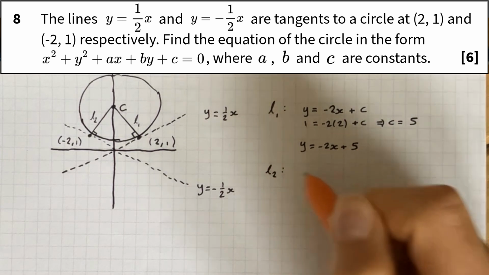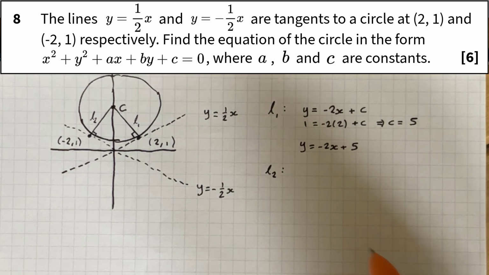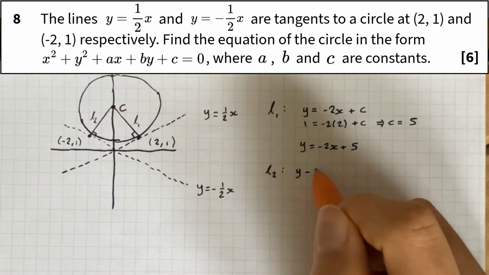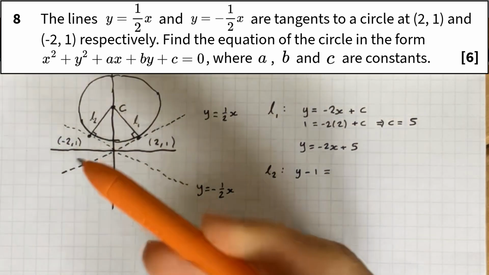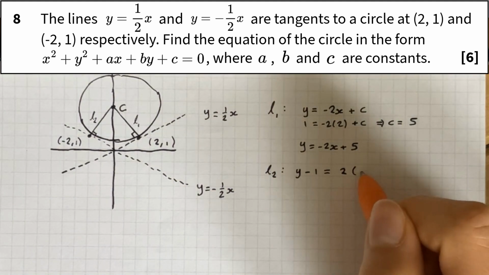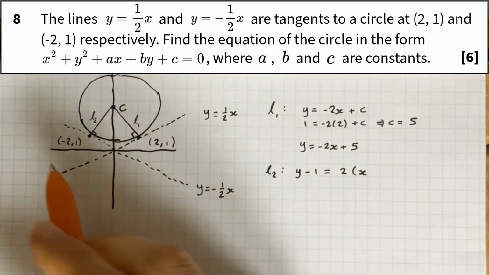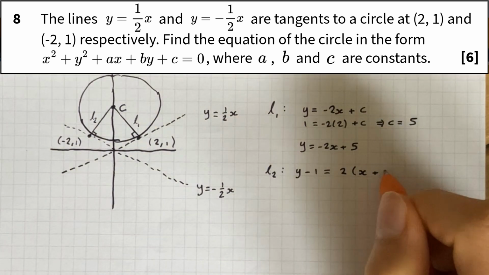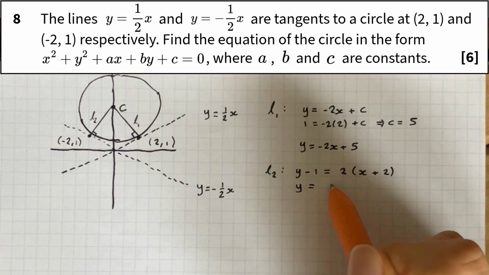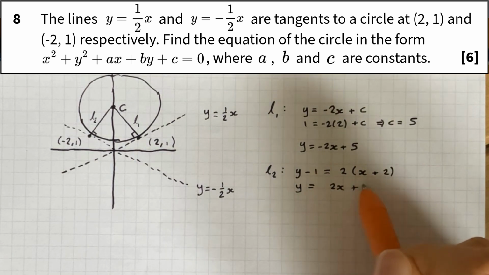I'm going to use a different method to find the straight line of L2, just to showcase the two different methods. This time I'm going to do y minus y1. So that'll be y minus 1 is equal to m. m is going to be, again, the negative reciprocal of minus a half, which is just 2. And then x minus x1, but this time it's minus minus 2, so it's going to be plus 2. If we rearrange this, we get 2x by expanding the brackets, plus 4, and then plus another 1, so plus 5. Just two different methods to find straight lines, both are acceptable.